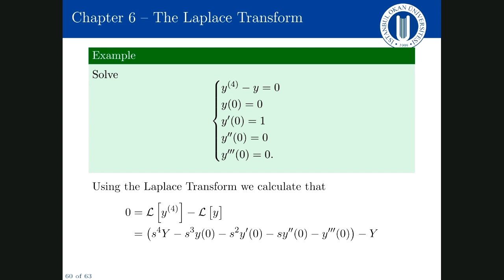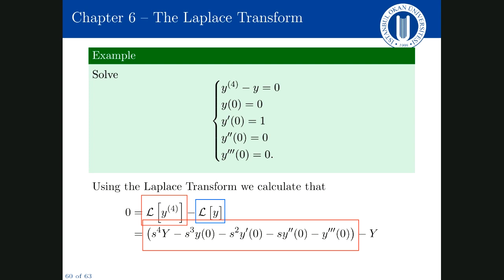Using the formulas on a previous page, the Laplace transform of the fourth derivative of y is s to the power 4 capital Y minus s cubed y of 0 minus s squared y prime of 0 minus s y double prime of 0 minus y triple prime of 0. And then we have minus the Laplace transform of small y, or minus capital Y.